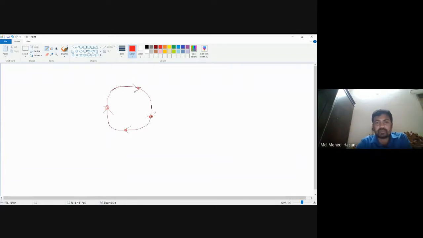Now, if you consider the position of the object is here, then in any position the velocity vector will be the tangent to the path. You know that in case of circular motion, the velocity vector will be the tangent to the path. So velocity at that point will be along that direction, and here along that direction, and here along that direction. So these are the velocity vectors.